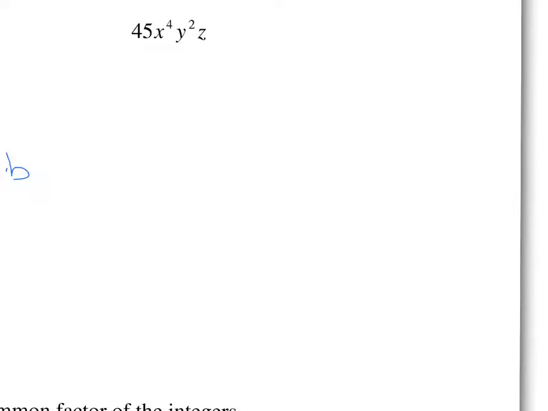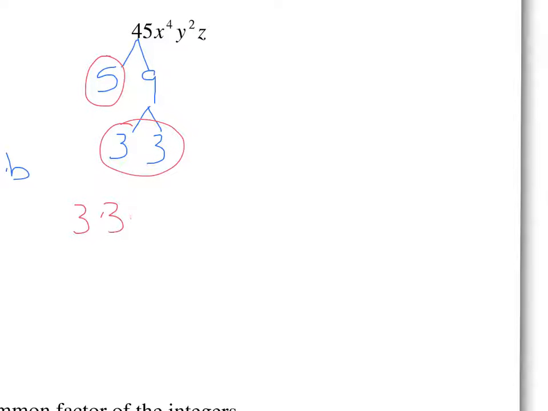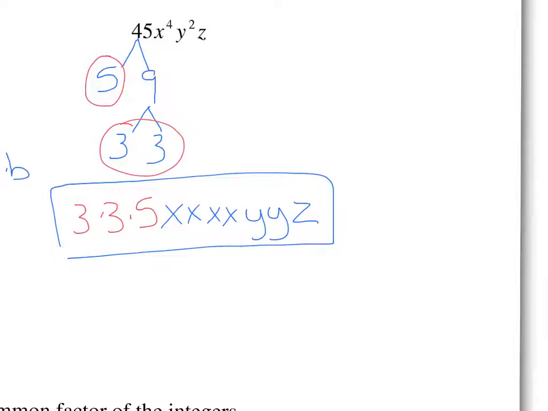Okay, we're going to break down 45 first. 45 is 5 times 9. The 5 is prime, so we'll leave it. The 9 is 3 times 3, and those are both prime. So we have 3 times 3 times 5. And then the variables. We have x to the 4th, which is 1, 2, 3, 4 x's, y squared, and a z, just one z. So these are the prime factors here.